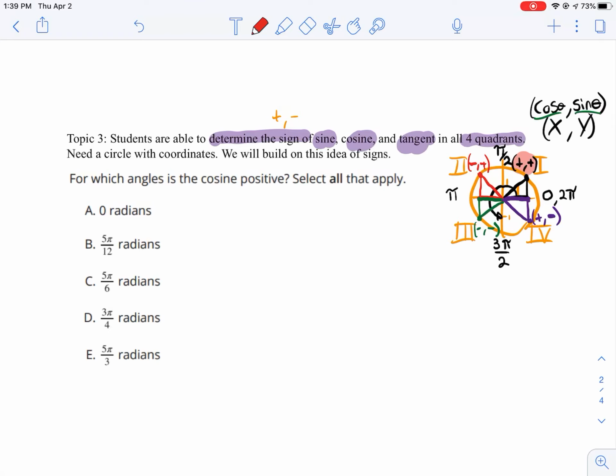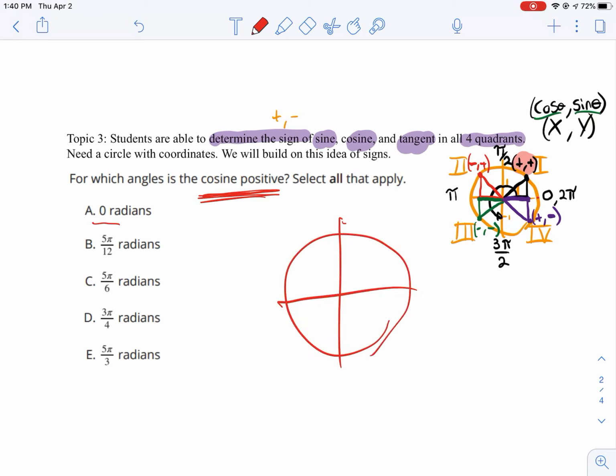It says, for which angles is cosine going to be positive? We have to think about this. 0 radians. If we're talking about 0 radians right here, that means our x value is positive and our y value is 0. So our cosine, which is our x value, is going to be positive. So this one's going to be positive.